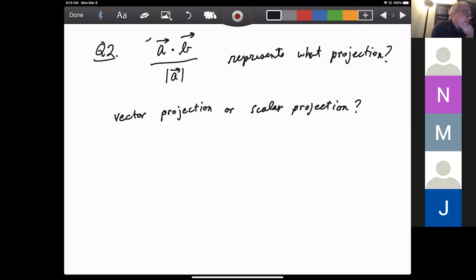So what type of quantity do we have here? Is this a vector or a scalar? A dot B is a vector or a scalar? Scalar. It's a scalar, good. And the length of a vector is a scalar. When you divide scalars, you get a scalar. So it can't be a vector projection. It must be a scalar projection of some type. Okay, so we really have two choices.